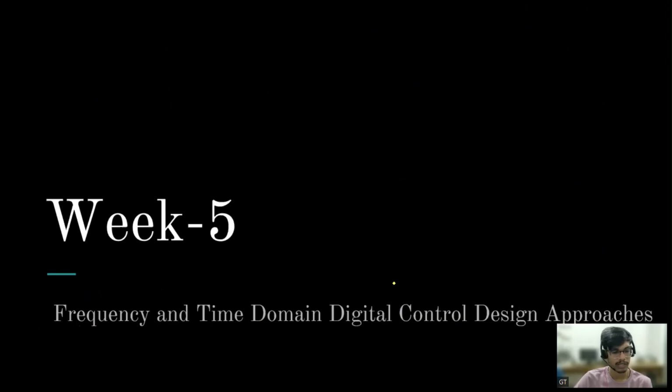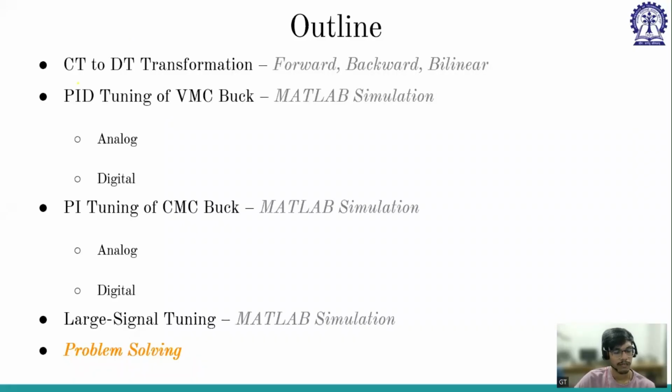Okay. So week 5 is all about digital control design approach using frequency and time domain. So I'll quickly give an outline. First we'll discuss continuous time to discrete time transformation. Which transformation should we follow? We'll discuss three: forward, backward, and bilinear. Which one should be followed? Which one is good for us? We'll discuss these aspects, and this is very conceptual, so maybe I'll spend some time so that it will be very clear to you.